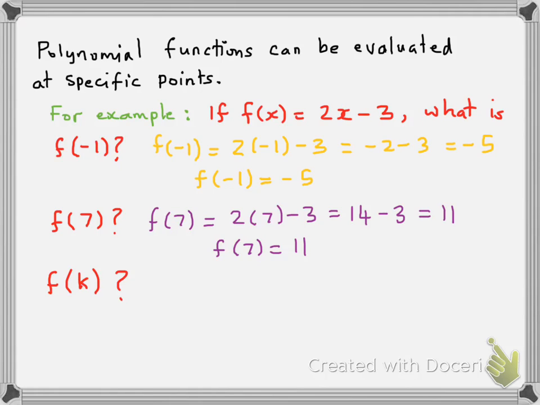What if you are looking for the value at k, at any point k? K is some real number, f of k. Well, you can do the same thing. We let every x be k in the function, so f of k is 2 times k minus 3, which is equal to 2k minus 3.